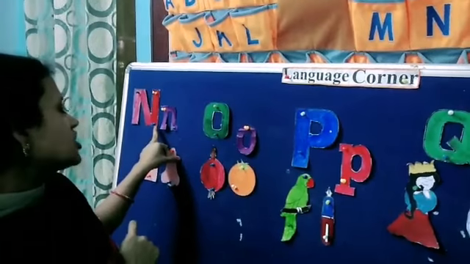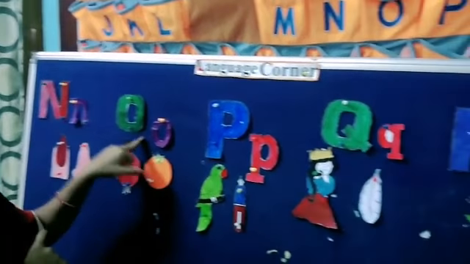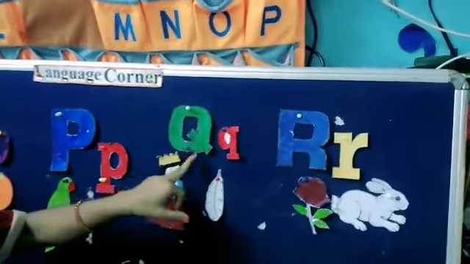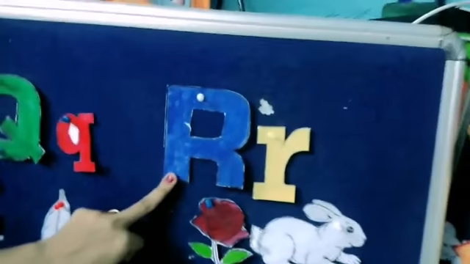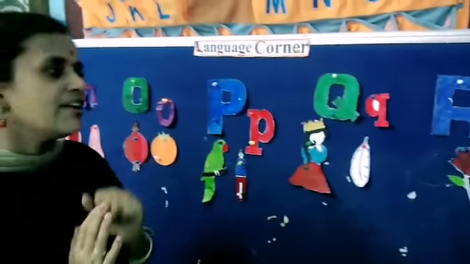Today, how many friends did we meet? 1, 2, 3, 4, 5. 5 friends we met today. Who are they? Letter N, letter O, letter P, letter Q and letter R. Okay, baby. Come on. Let's see more objects regarding these letters.